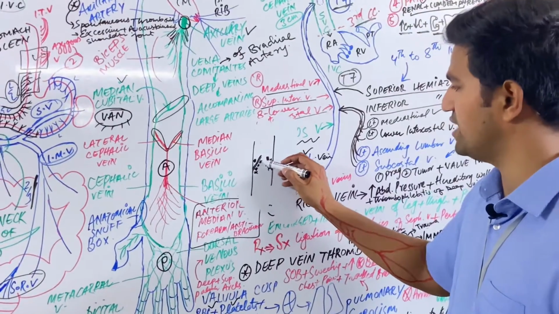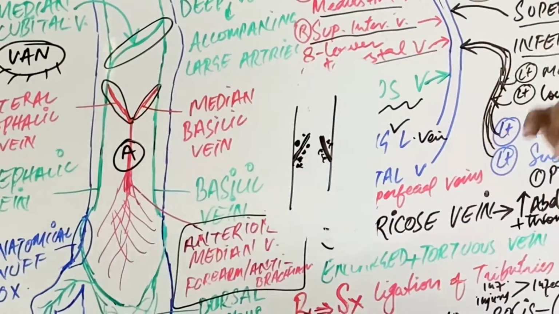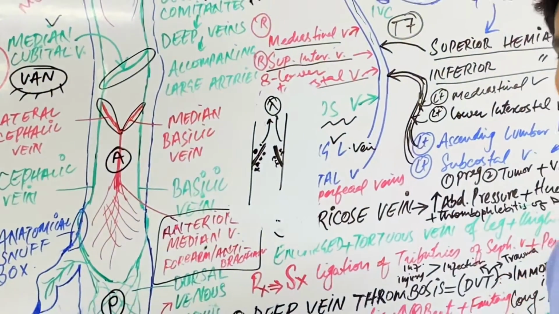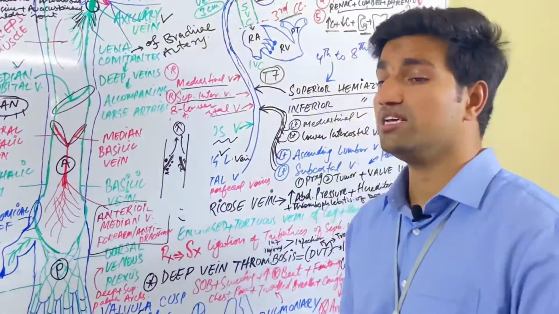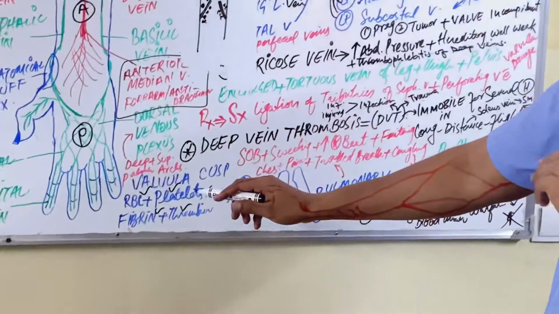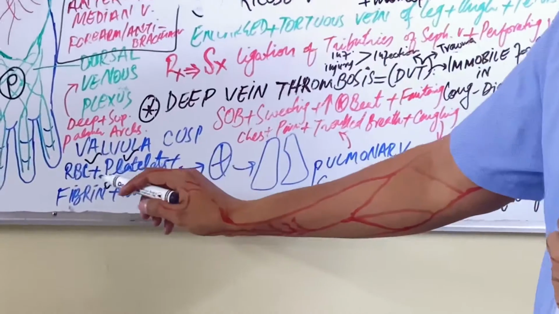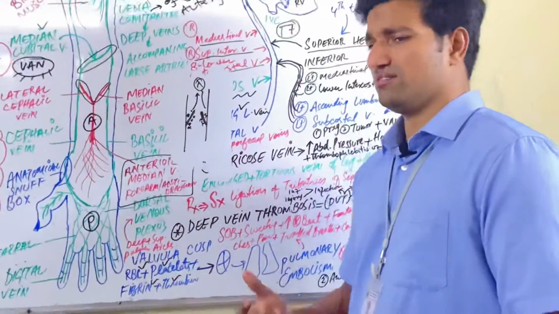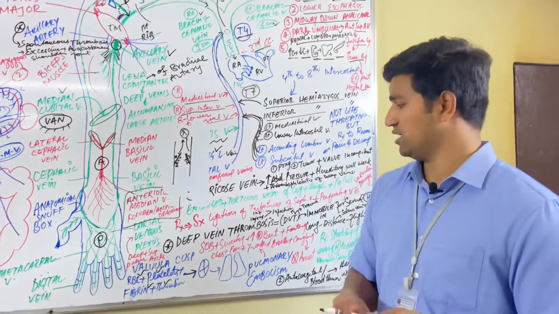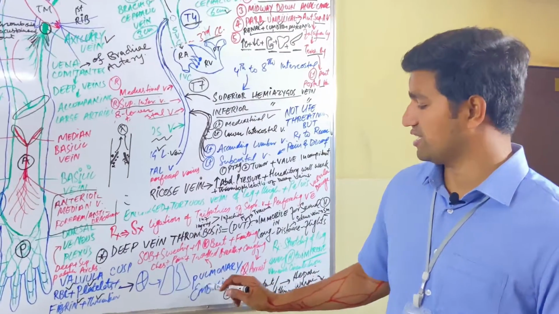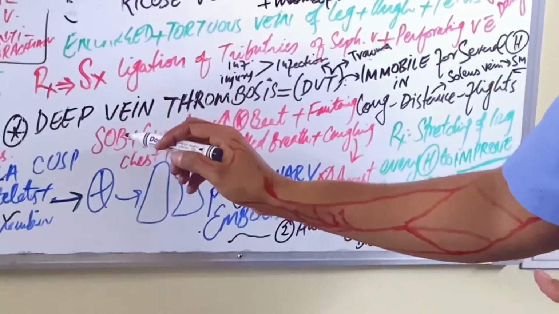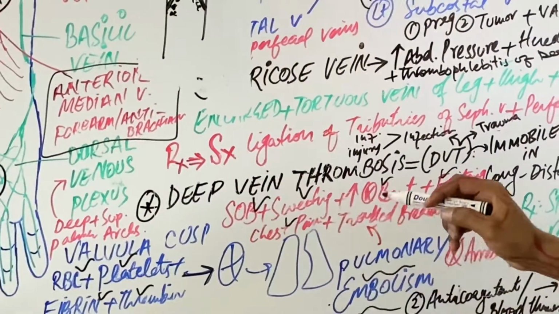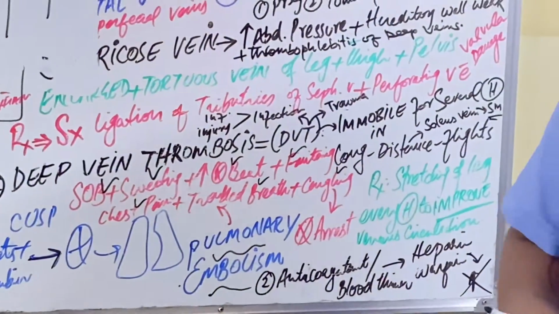And if this clot, made by RBCs or platelets or thrombin or fibrin, is sloughed off from this part, it will go upward towards the heart, and passing through the heart will go to the lungs, and cause a pulmonary embolism. Okay, so there are valvular cusps. The clot made by RBCs, platelets, fibrin, thrombin goes towards the heart after sloughing off from the cusp, then the blood will go towards the lungs, and there will be a pulmonary embolism. Clinical features are shortness of breath, sweating, increased heartbeat, then fainting, chest pain, troubled breathing, coughing, and it will lead to cardiac arrest.